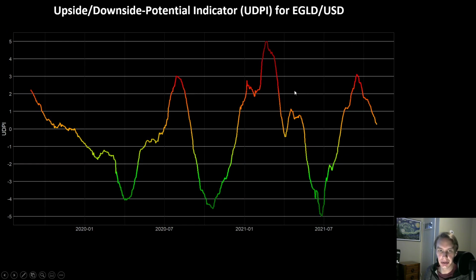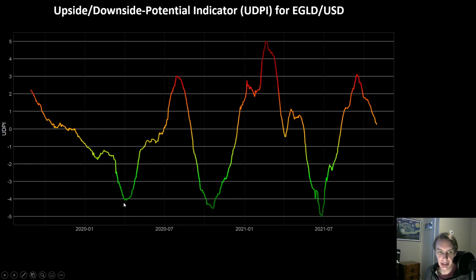Another way that we can look at the output of the UDPI is to look at the raw output of the model across time. So what I have here is on the y-axis, the UDPI level, so high risk being 5, low risk -5, and then I just have the raw output, color-coded based on the level.